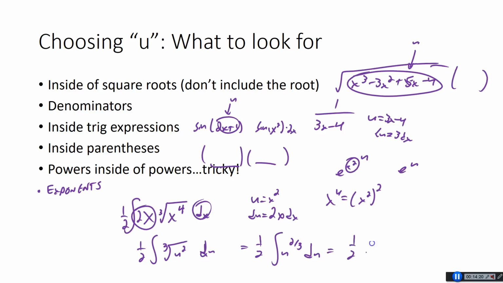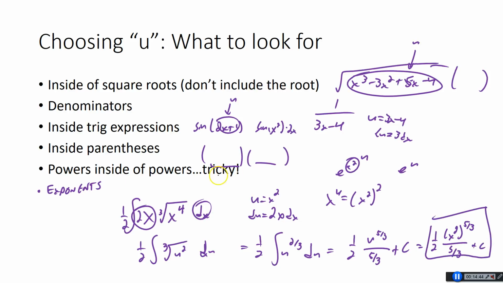That'd be 1/2. U to the 2/3 plus 1 is u to the 5/3 divided by 5/3 plus c. And then change back to x's. So u is x squared, so I'd have 1/2 x squared to the 5/3 times 3/5, or over 5/3. I'll just leave it, and then plus c.